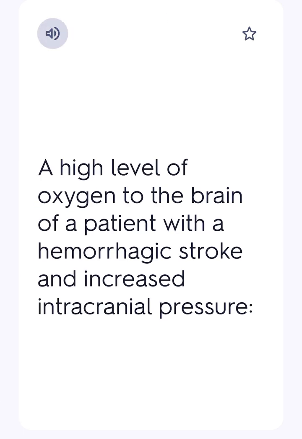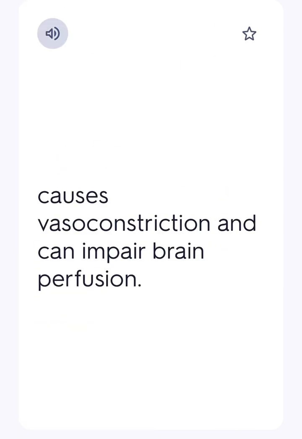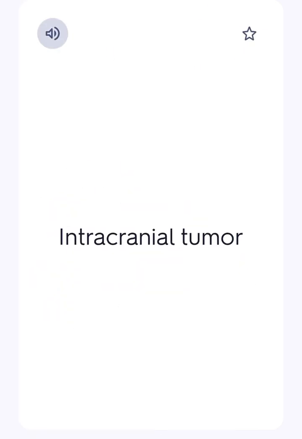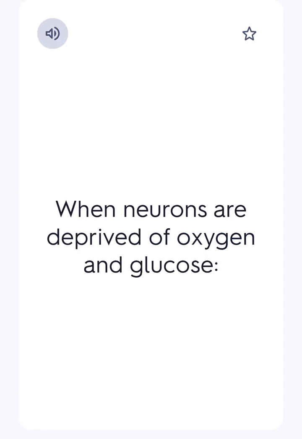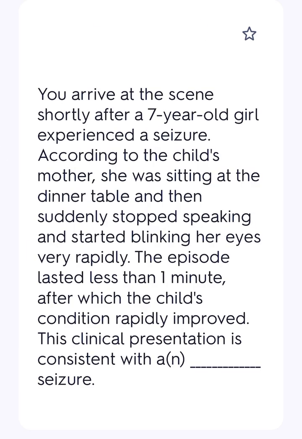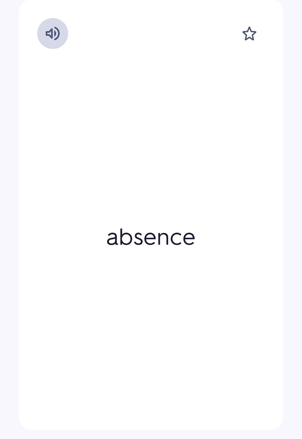A high level of oxygen to the brain of a patient with a hemorrhagic stroke and increased intracranial pressure causes vasoconstriction and can impair brain perfusion. Which of the following would most likely cause a sustained increase in intracranial pressure? Intracranial tumor. When neurons are deprived of oxygen and glucose, they convert to anaerobic metabolism. Absence.